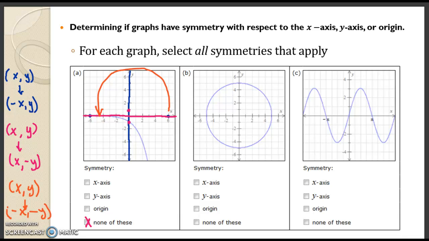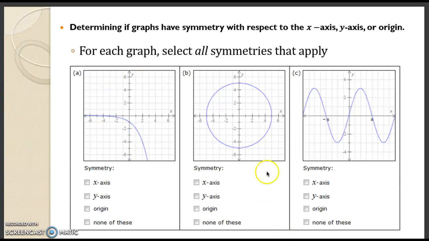Okay, so let's take a look at these other two, B and C, and see if we can find their symmetries. Okay, for B, do we have x-axis symmetry? If we were to draw a line on the x-axis, would the top flop down onto the bottom? Yes, it would. It's a circle, right? So it's a semicircle on top, and it would flop down onto the semicircle that's on the bottom.